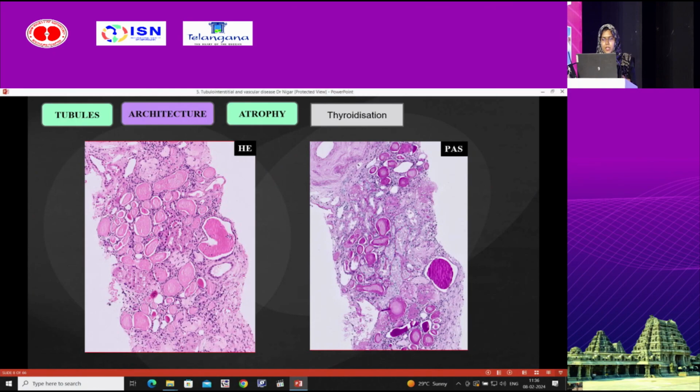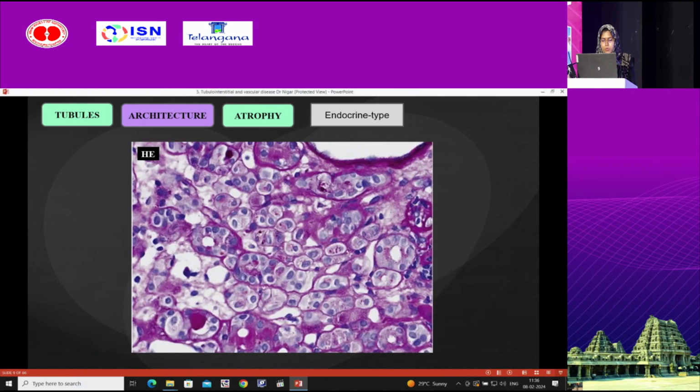The next is the thyroidization type, where there are distended tubular segments containing eosinophilic proteinaceous material with a thinned out epithelial lining. These are PAS positive, and this morphology resembles that of thyroid follicles, and hence the name. The next is endocrine type of atrophy, where there are small tubules with no thickening of basement membranes and the lumen appears to be lost, and these are back-to-back placed, giving the appearance of an endocrine organ. These are mostly seen in prolonged ischemia and hypertension.